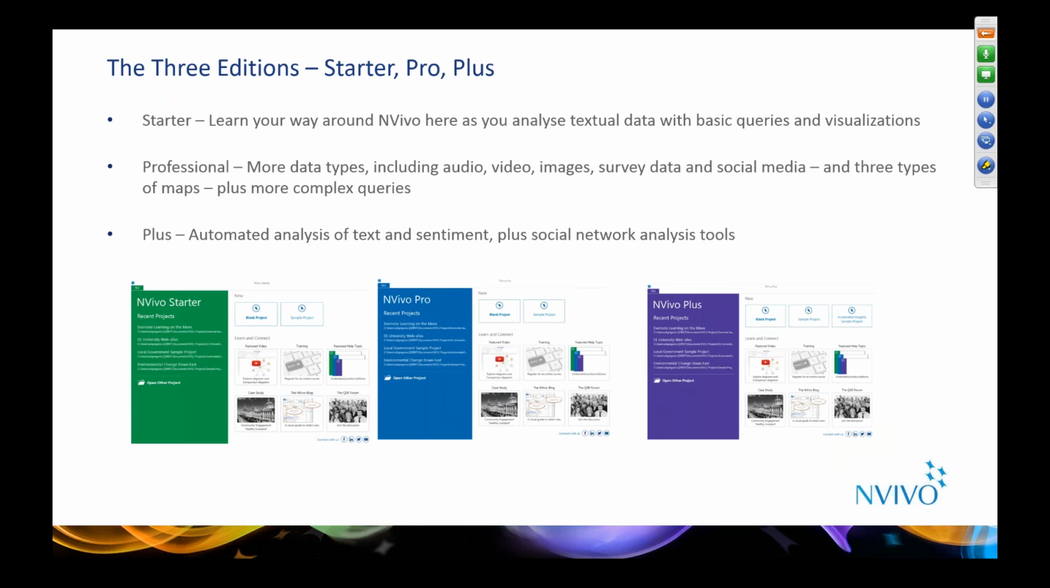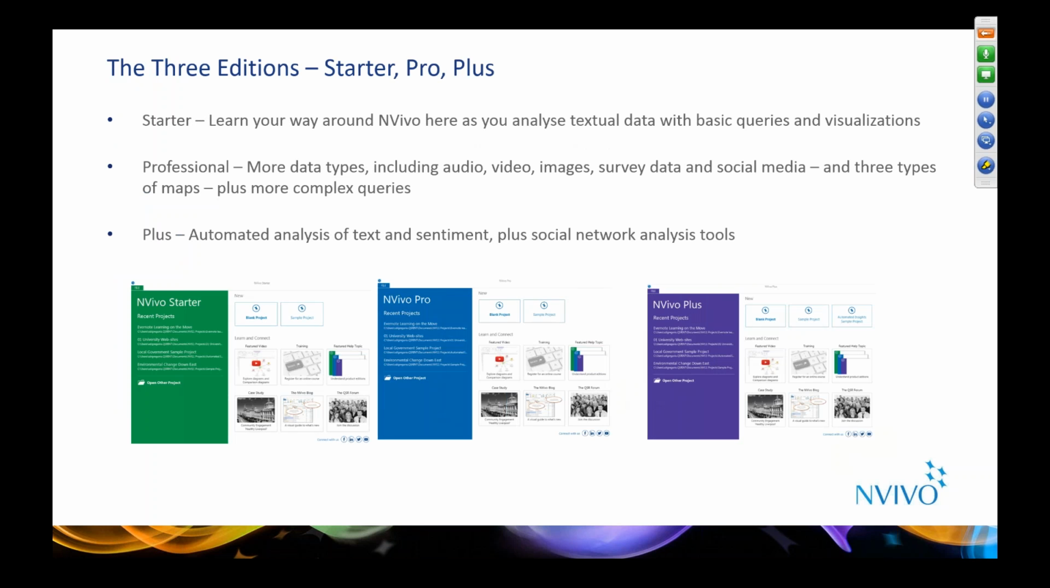Okay, so just briefly, NVivo 11 for Windows, which came out at the end of September, comes in 3 editions. Starter is a very basic version of NVivo. It's just for textual data, and it has basic queries and some basic visualizations.